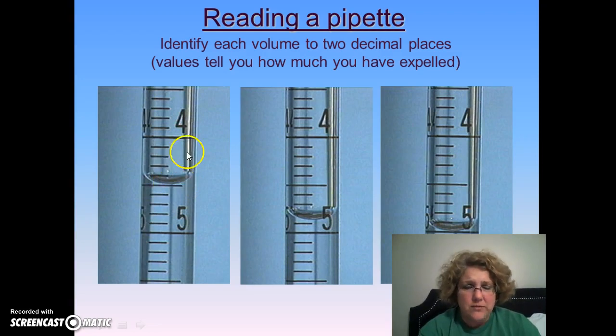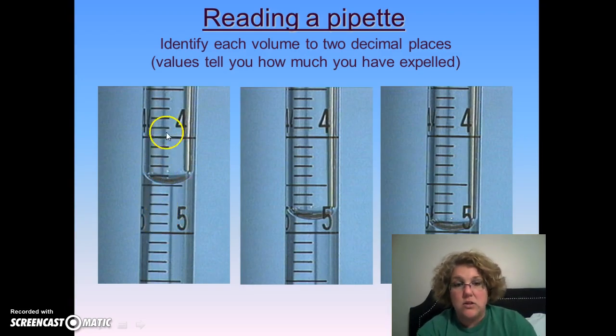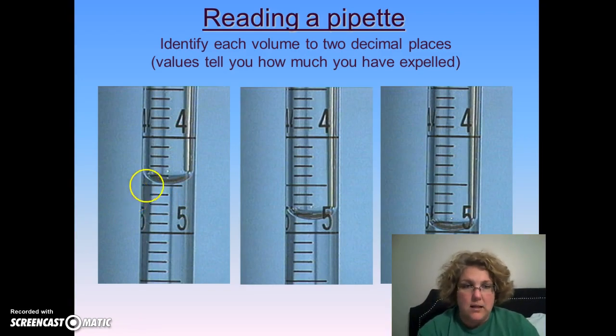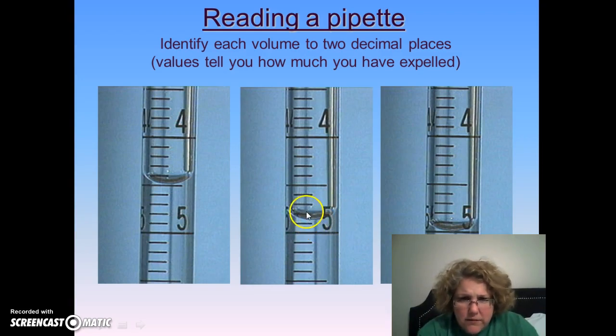Now, in terms of sig figs, remember you can always go one more digit past the smallest division on the instrument. Here, the smallest division is 1/10 of a milliliter. So that means you can eyeball it and estimate one digit past that. To me, the bottom of the meniscus is right on the line, so I would say 4.50. Here, it's kind of in between 4.8 and 4.9. I would say like 4.87. I think it's a little bit closer to the 9 than it is the 8 line.